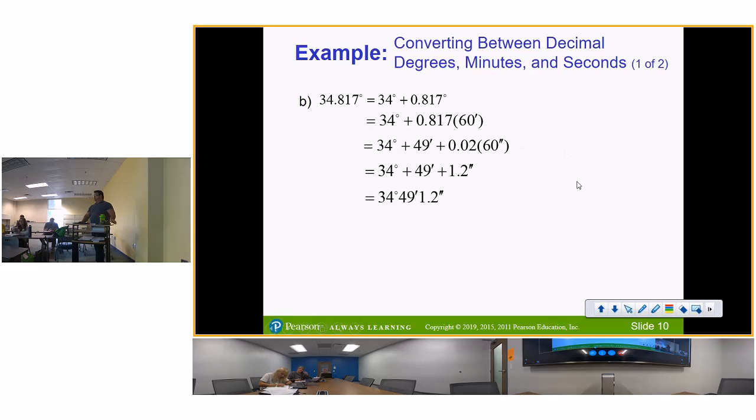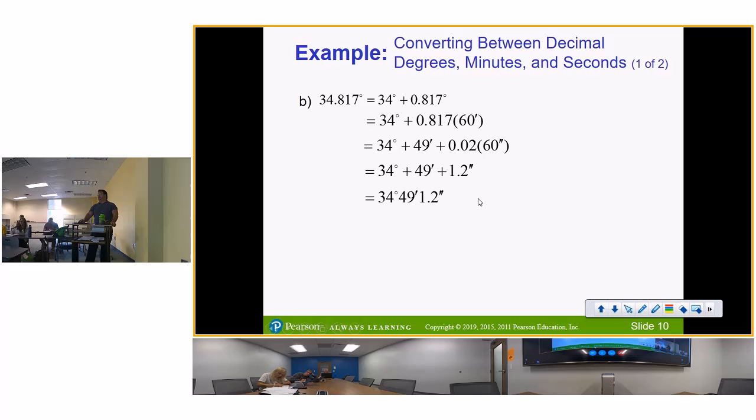There is how you do it. You take the whole decimal and multiply by 60 minutes. Then whatever's left, you multiply by 60 seconds. So I took the 0.817, multiplied by 60, and get 2 whole numbers out of that. And the 2 whole numbers are 49. Whatever decimal is left, you're going to multiply by another 60.